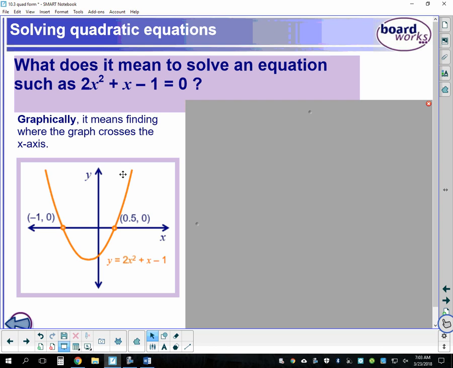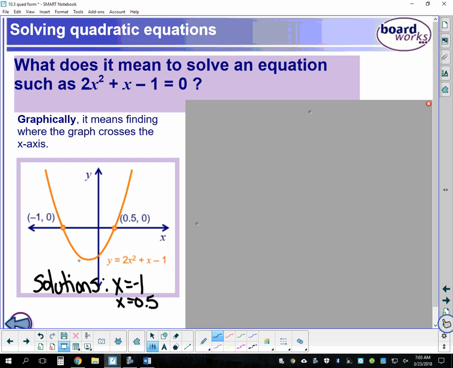So this particular equation would have two solutions. They would be at -1 and 0.5. When we talk about the solutions, we talk about them as x equals a number. And we don't need the y value because the y value is always going to be 0, because any point on the x-axis will have a y value of 0.